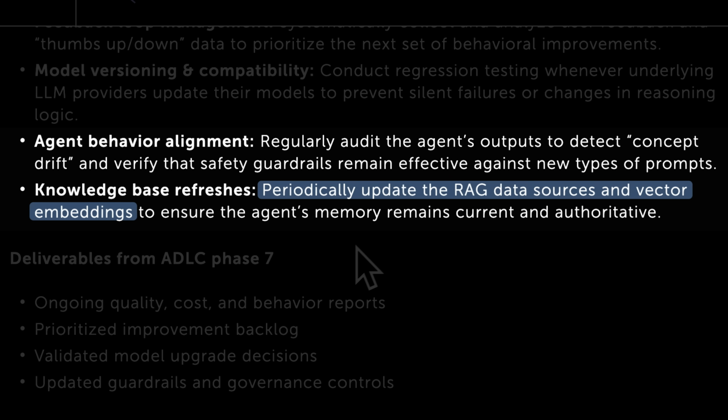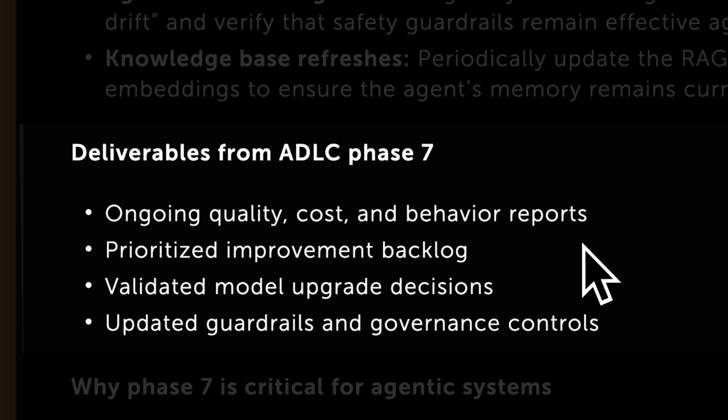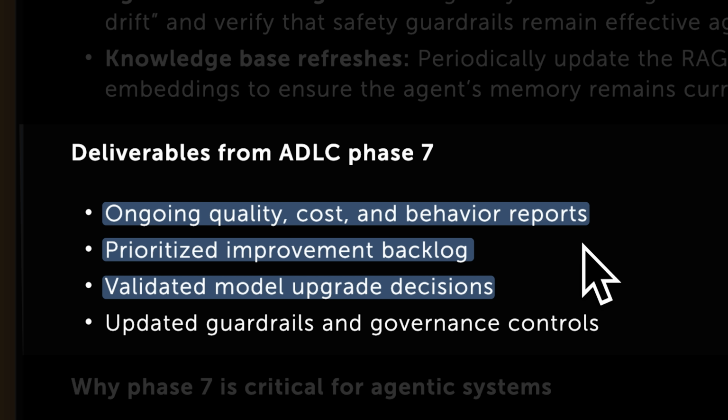There is also periodic updating of data sources and embeddings to ensure the system stays current and does not suffer from outdated information. Alignment must be constantly monitored so safety and guardrails remain effective against all types of prompts, including risks like prompt injection. The key variables here are ongoing cost management, quality tracking, product improvement backlogs, and model upgrades, all of which need to be continuously maintained to keep the system stable, safe, and operational over time.